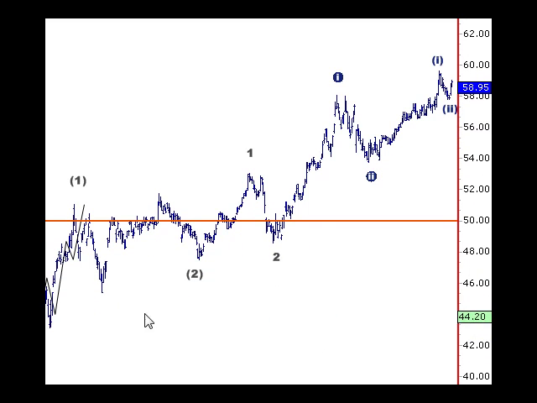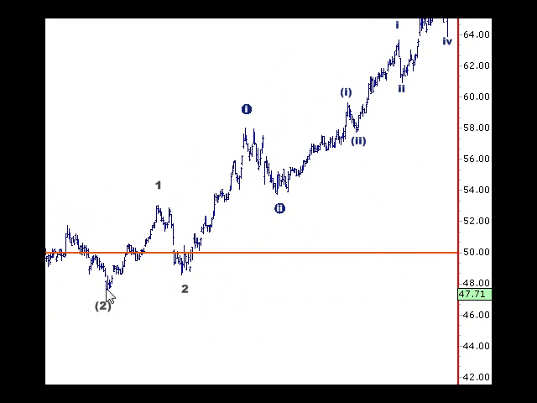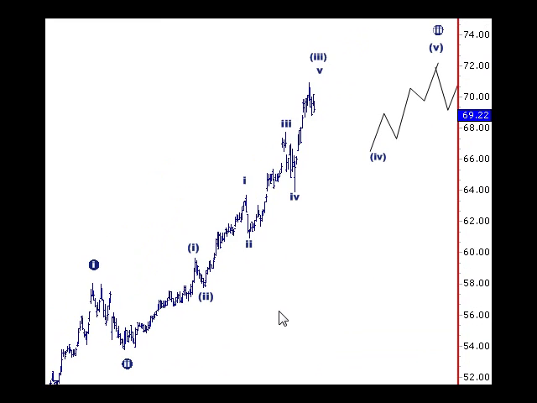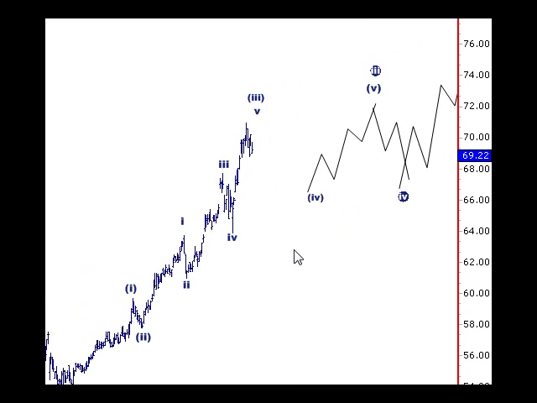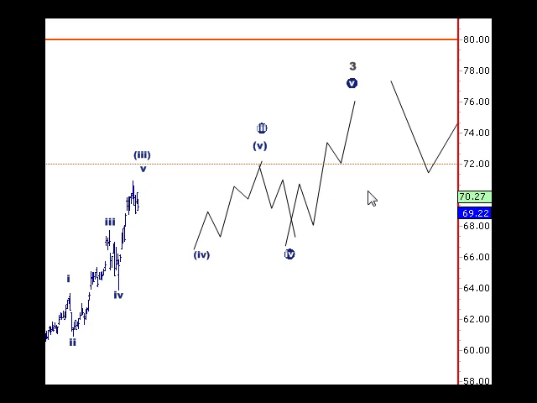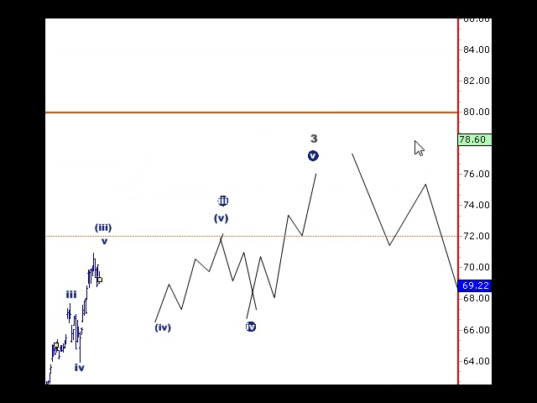So this is the sort of count that we're looking at: up for 1, an A and a B and a C for 2 here, and then minor degree, which would be up for the 1 and back for the 2. And that minor degree would have 5 waves in it. So next smaller waves would be the 1, the 2 in there, and then there would be 5 waves in this one and 5 waves in this one. So that's minor wave 3 here. So we're looking at 72 there. 72 is an important number, and that will play out through there, and so will the 80.